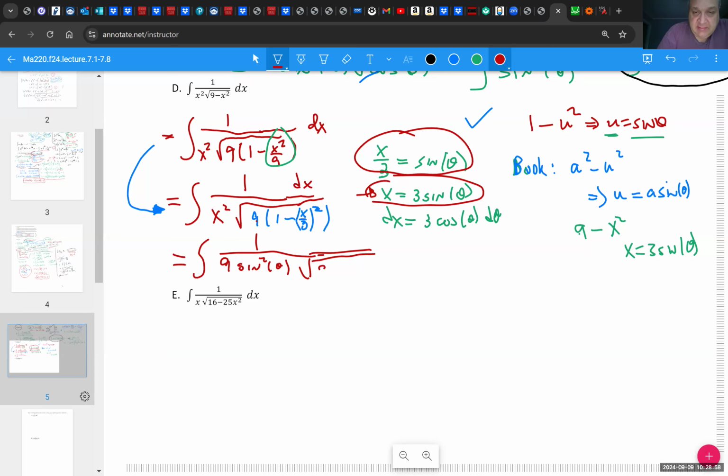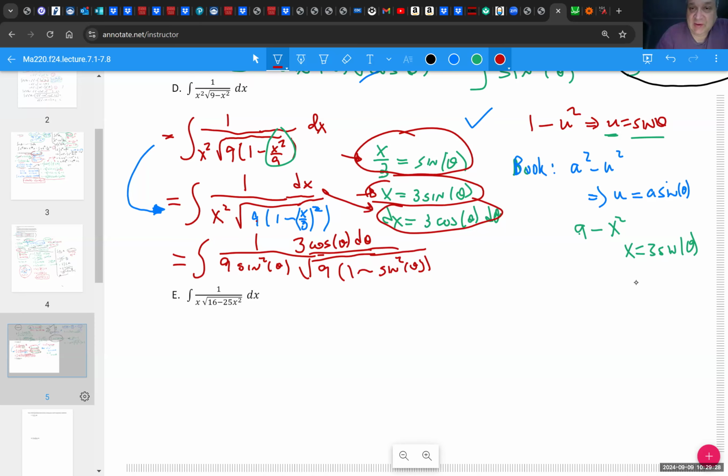I have a 9, parentheses 1 minus x over 3 squared. x over 3 is just sine theta, so x over 3 squared would be sine squared. And then I do have a dx on the top. So the dx is this 3 cosine theta d theta. The dx is right here, so I can put that in for the dx.